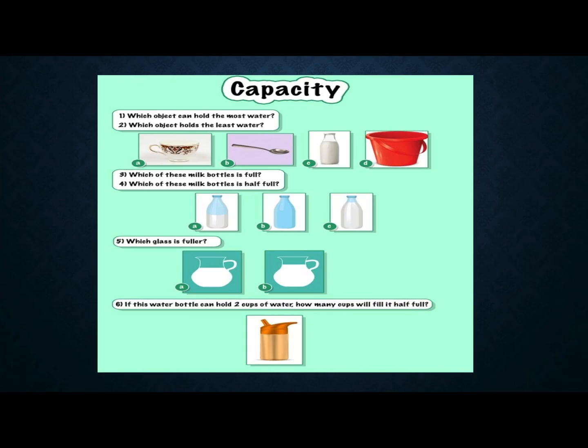Now, which object can hold the most water? Which object holds the least water? You can identify this from the first picture. Look at which object can hold the most water. Obviously the bucket. Which object holds the least water? Obviously the spoon that is kept there.